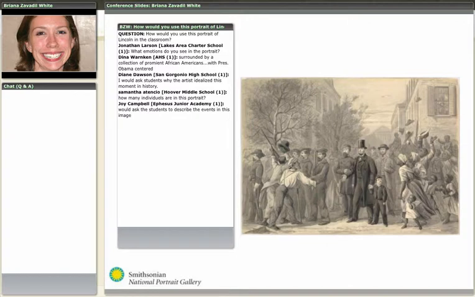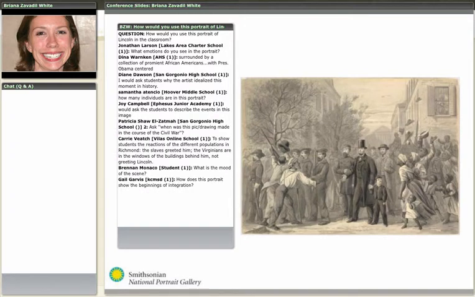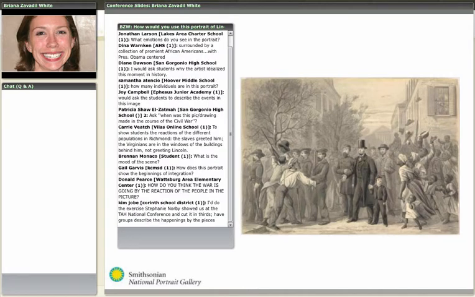Okay, so Diane Dawson would ask her students why the artist has idealized this moment in history. And I think that that's a great question. I think that we also do need to consider that this is a documentary drawing. It is unfortunate that there were no photographs taken of this moment. So we do always need to consider the artist's interpretation.